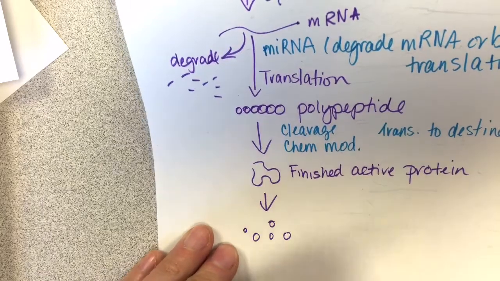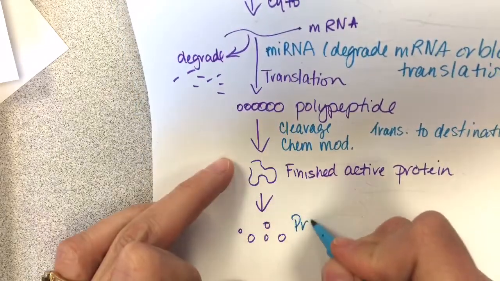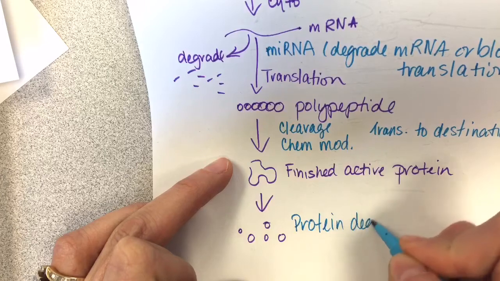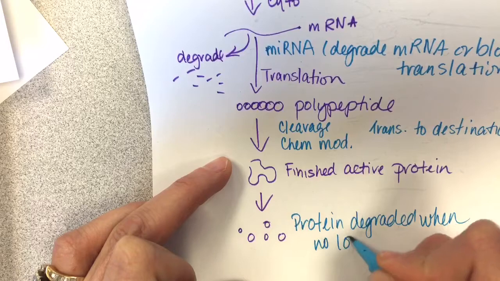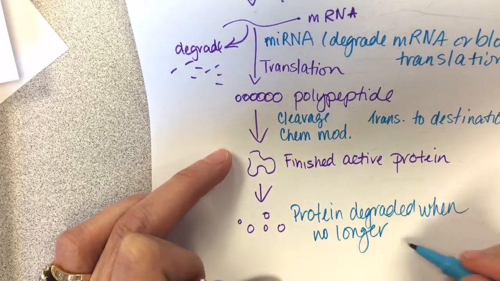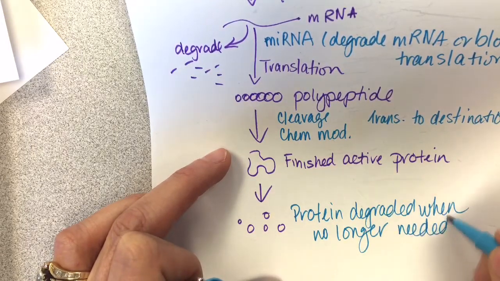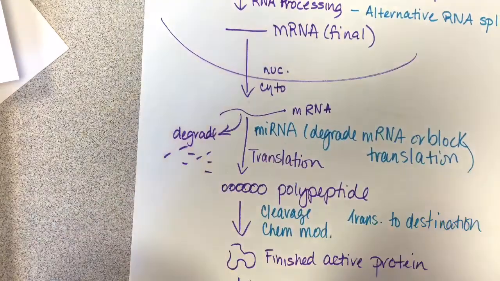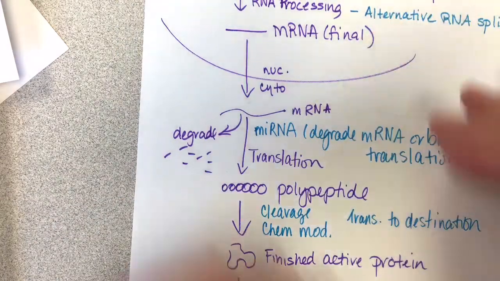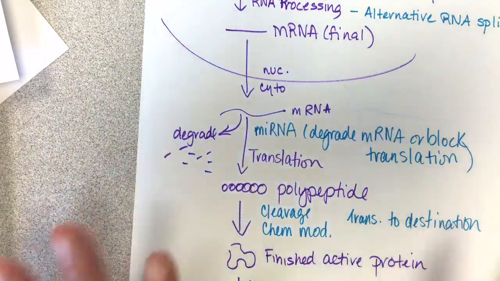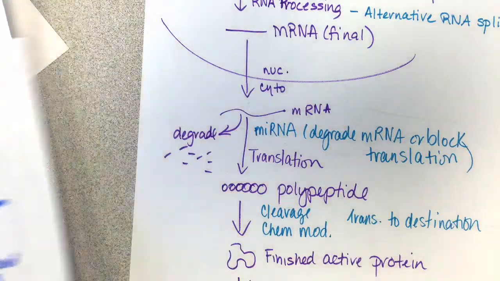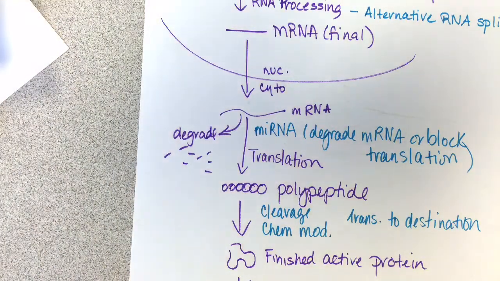So protein degraded when no longer needed. So review that. And that is chapter 19 in a nutshell. All right, and what's in chapter 19? Obviously you need to go through your notes and read your book, and know this in a little bit more detail, but that's just the general overview of chapter 19 and what we did in our notes.